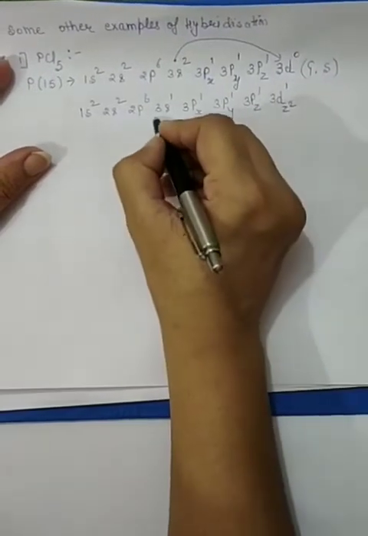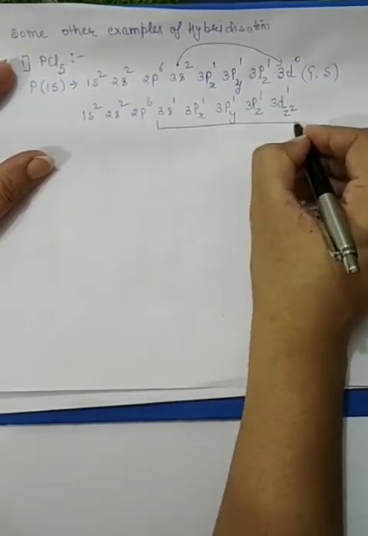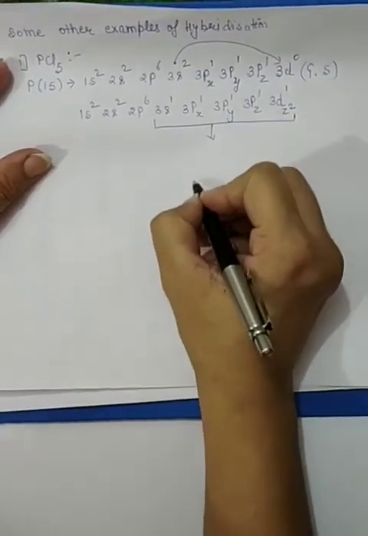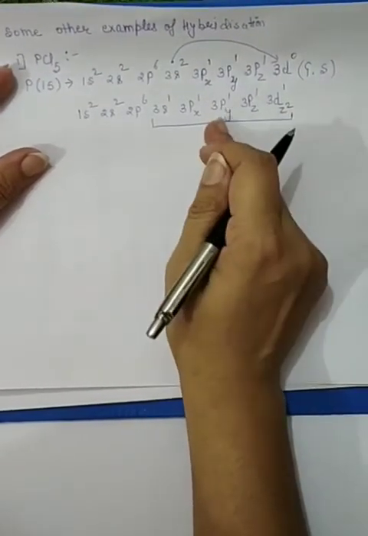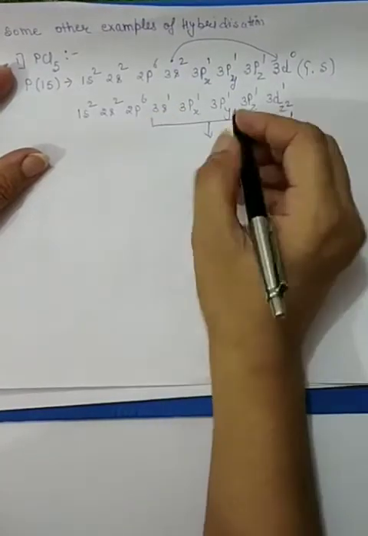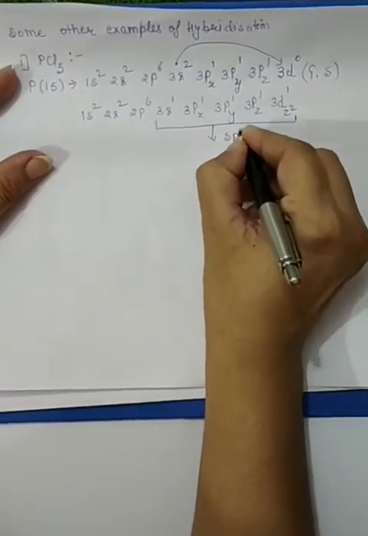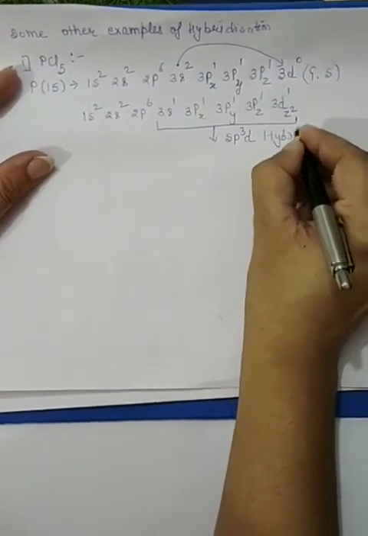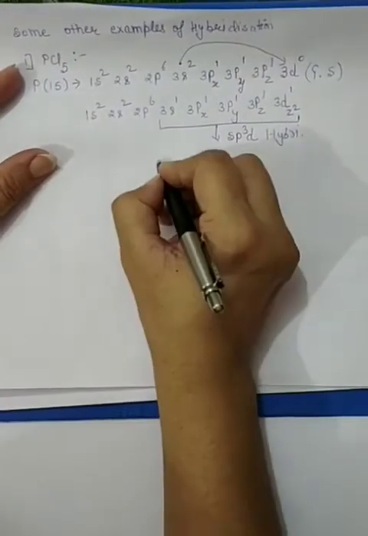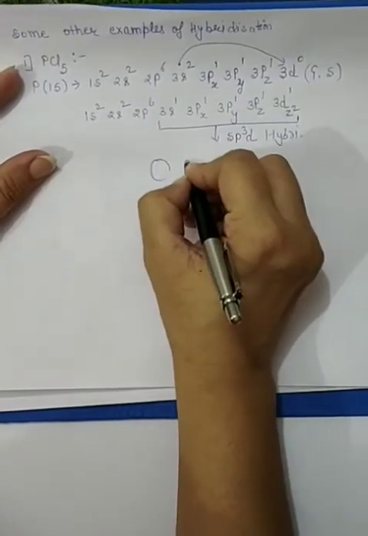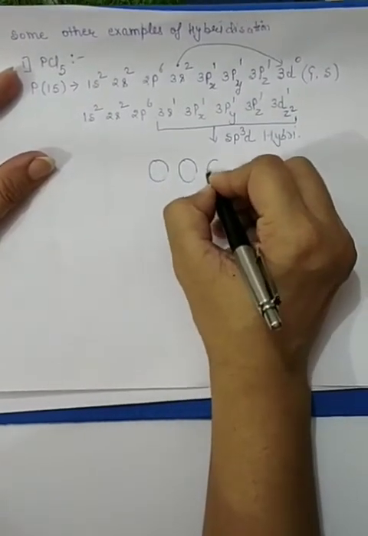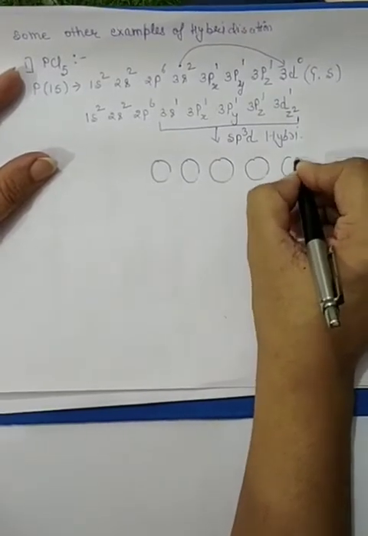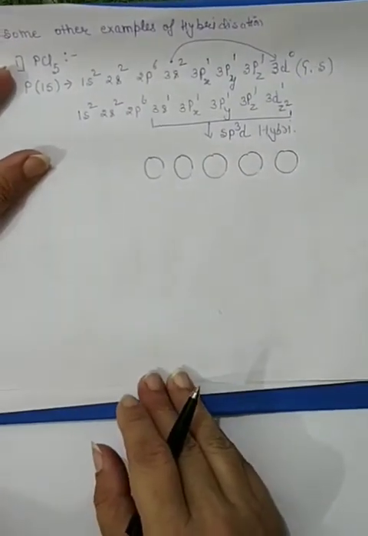So now these 5 orbitals of the valence shell undergo hybridization. And what is the name of the hybridization? sp3d hybridization, to form 5 sp3d hybrid orbitals.